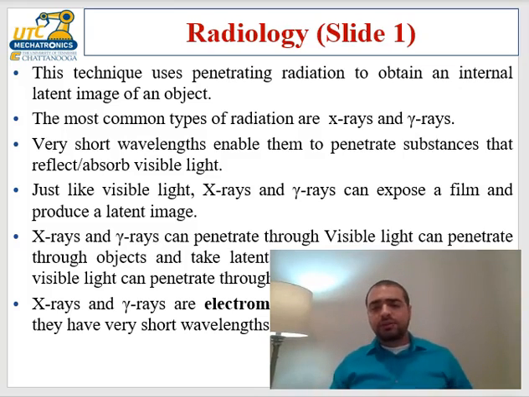The second method that we will see is radiology. This technique uses penetrating radiation to obtain an internal latent image of an object. The most common types of radiation are X-rays and gamma rays. They have very short wavelengths, which enable them to penetrate substances that reflect or absorb visible light.